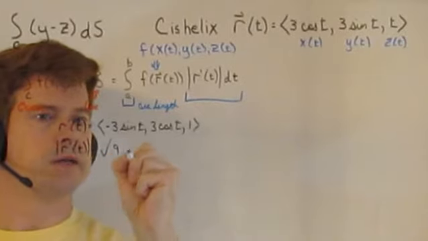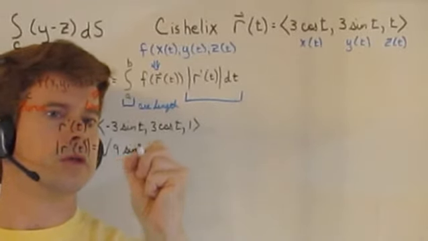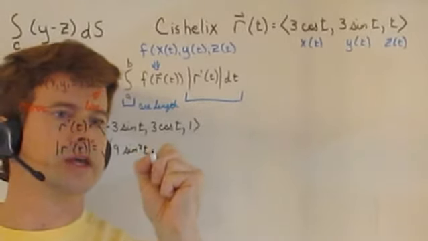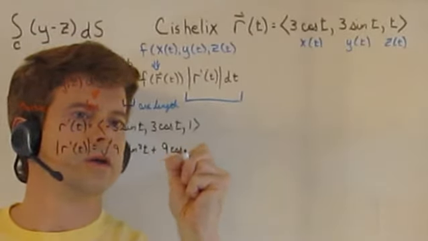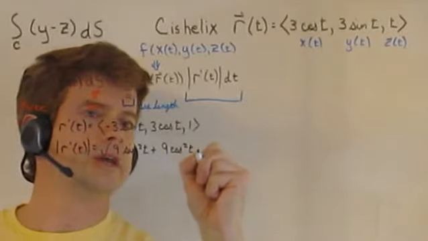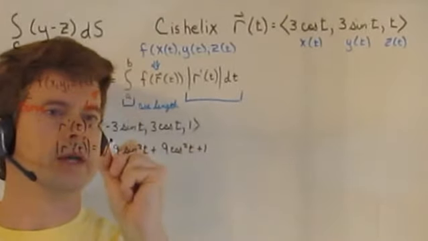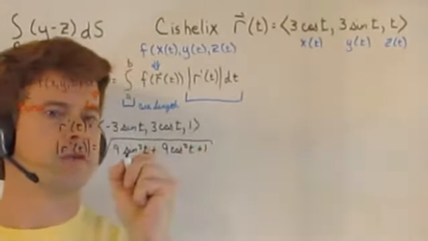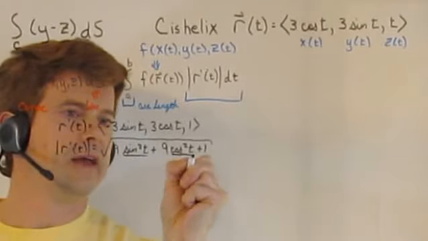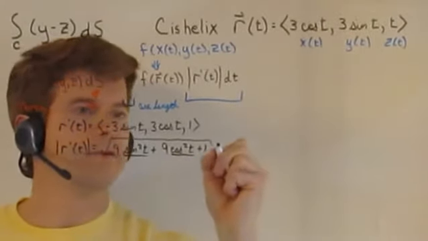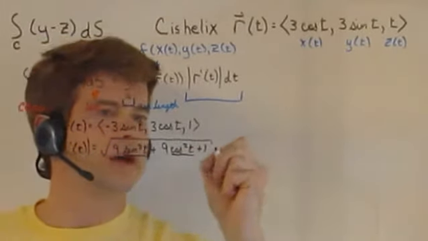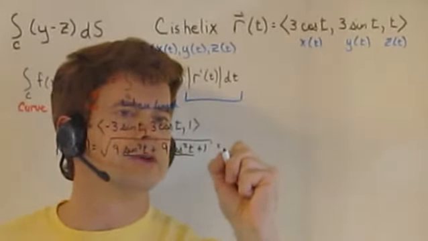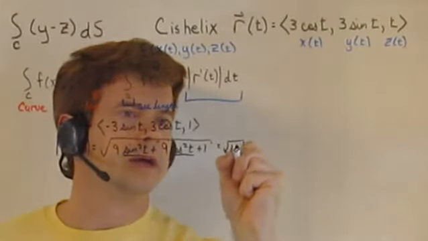is now going to be 9 sine squared t plus 9 cosine squared t plus 1 squared is 1. So we remember now this as being our trig identity for 1. So we just have 9 factored out of that. It becomes the square root of 10.